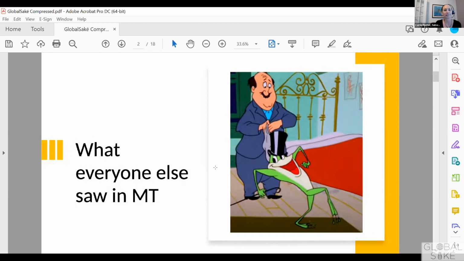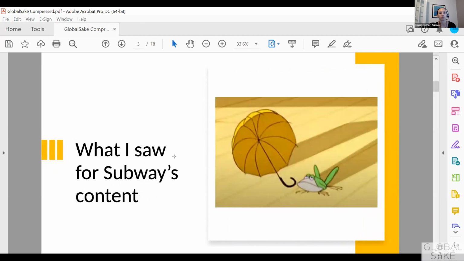This is how I felt, right? What everyone else saw in MT like 20 years ago, I was the frog. I was like, burp, I'm like, this is not going to work for Subway's content. It's too weird. It's too creative.